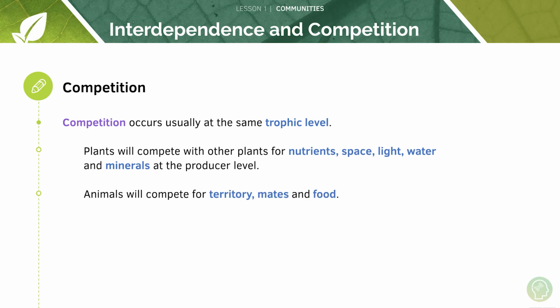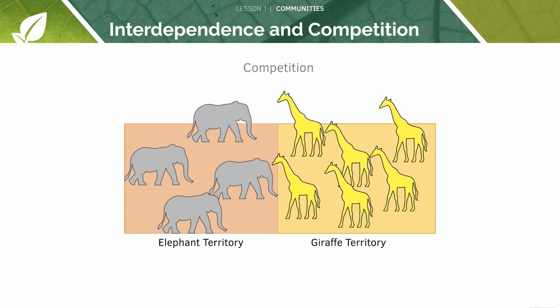So the bats might be competing for territory, mates and food. So can you see in this way how competition occurs at the same trophic level as opposed to between trophic levels? Usually, that's the case. So this is just a little diagrammatic explanation here.